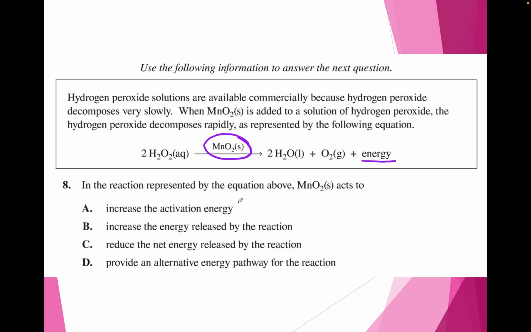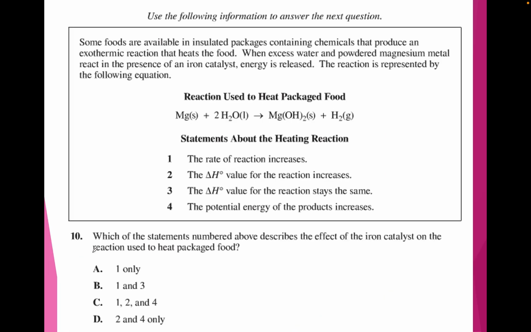So going through this, it would not increase activation energy, it would decrease it. It has no effect on the energy released. So the energy released here, catalysts do nothing for that. It would not reduce the net energy as well, but it would provide an alternate pathway. It would make that reaction happen faster.